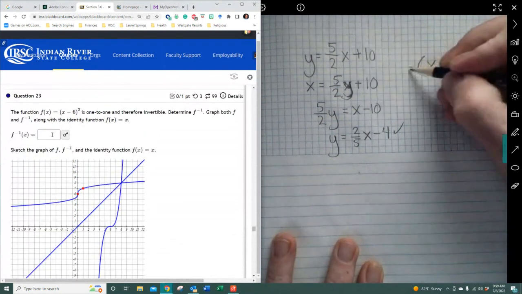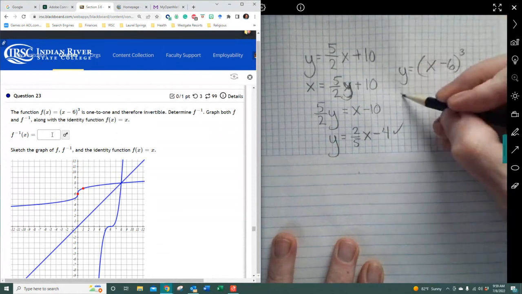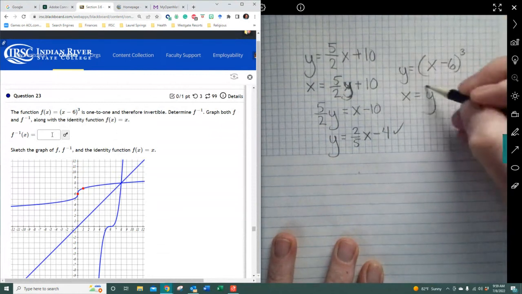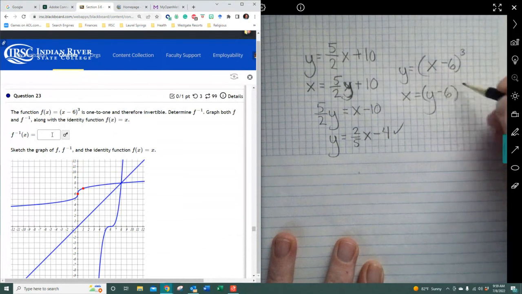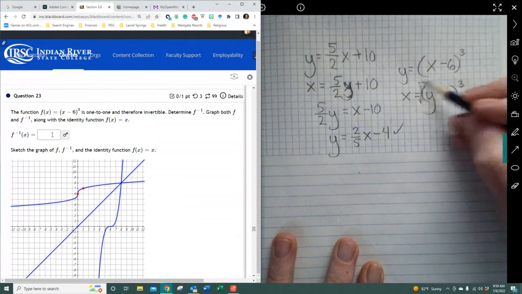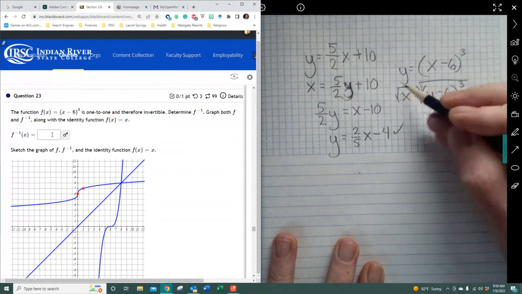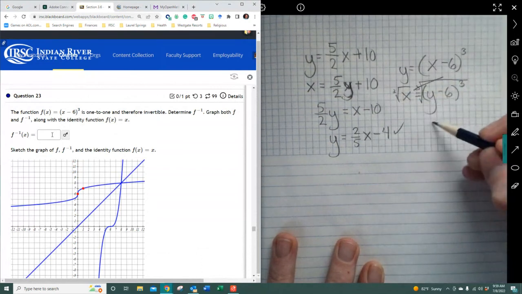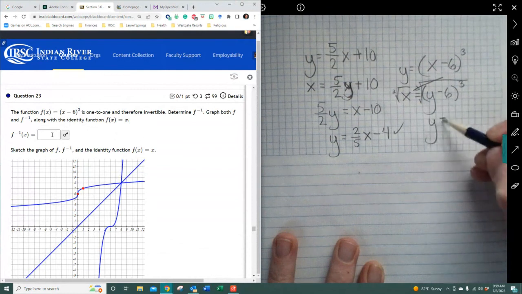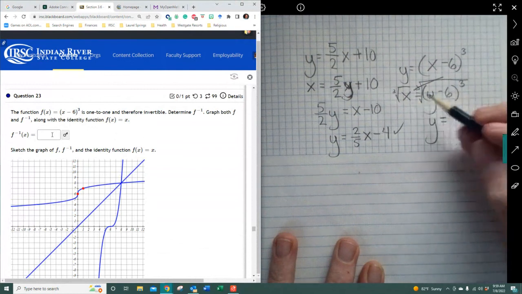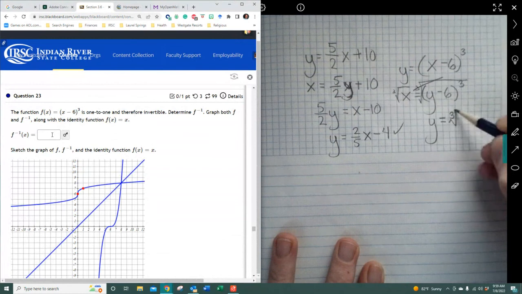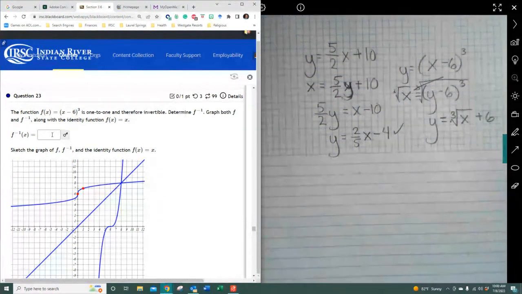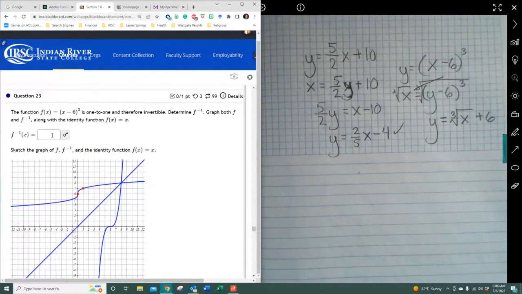So the way to do that is by switching the x and the y. And we can see we're going to need to take the cubic root of this side and the cubic root of this side in order to kill the third power. So then we're going to get y equals, and then we're going to add 6 to both sides. So it's going to be the cubic root of x plus 6. So now that's our answer for what we put here.